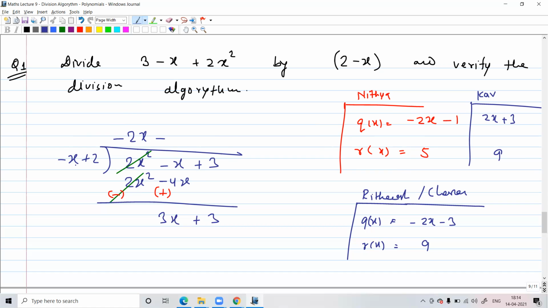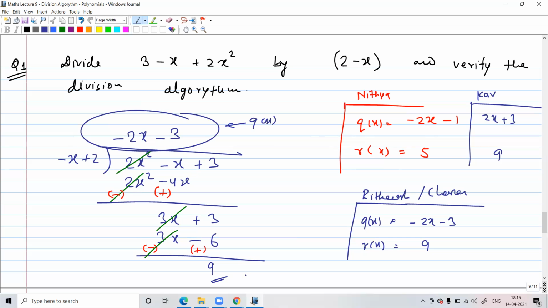Okay. So minus x into what will make this plus 3x? So of course it has to be minus 3. Minus x into minus 3 will make it plus 3x. And then minus 3 into plus 2 will become minus 6. We will change the sign. And these two will become 0. And 6 plus 3 will become 9. Okay. So this is your quotient Q(x), and this is your remainder R(x).